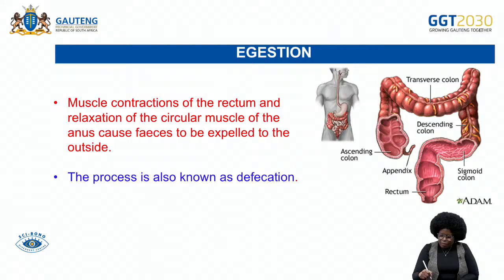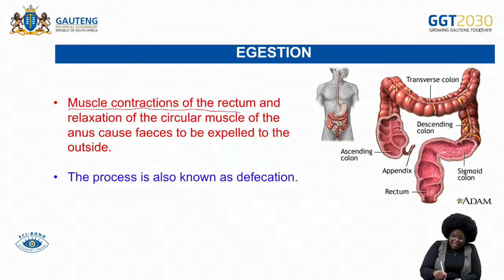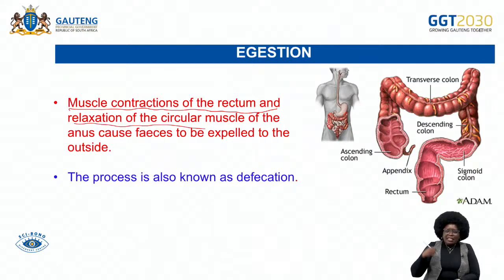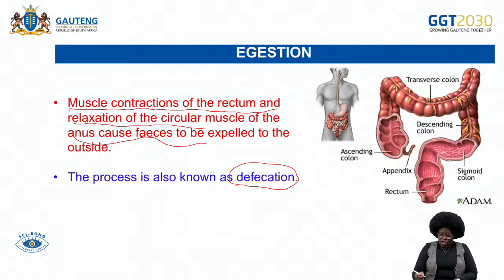This is just a simple outline of the digestion process. Muscles will contract, and we are going to have muscles relaxing. Circular muscles and longitudinal muscles, they relax and contract, and anus will cause feces to be expelled to the outside. Hence, we're looking at the process, and the process is called defecation.